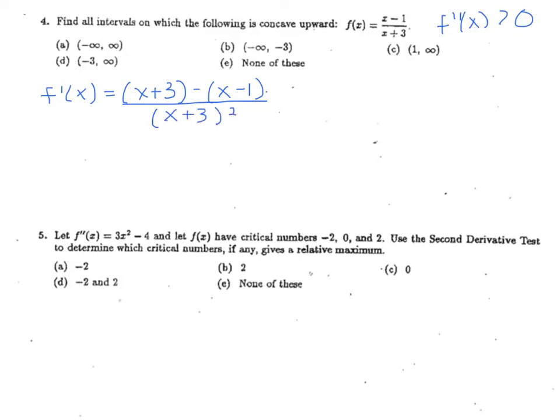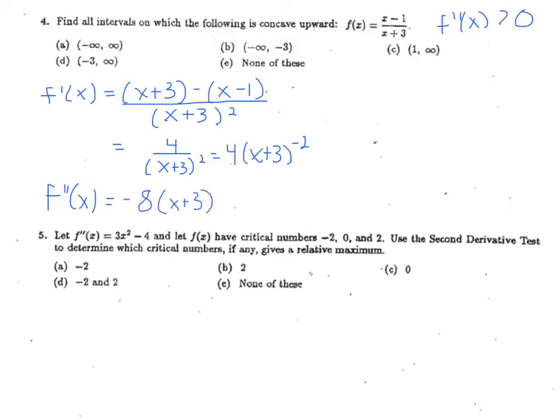So then the top, it looks like we'll just get 4 over x plus 3 squared. And now we'll need to do the second derivative. And in order to do the second derivative, I'm just going to rewrite this as 4 times x plus 3 to the negative 2. And then I can just chain rule it. So the second derivative is going to be a negative 8 times x plus 3 to the negative 3. And then the derivative of the inside is just 1. So my function is negative 8 over x plus 3 cubed.